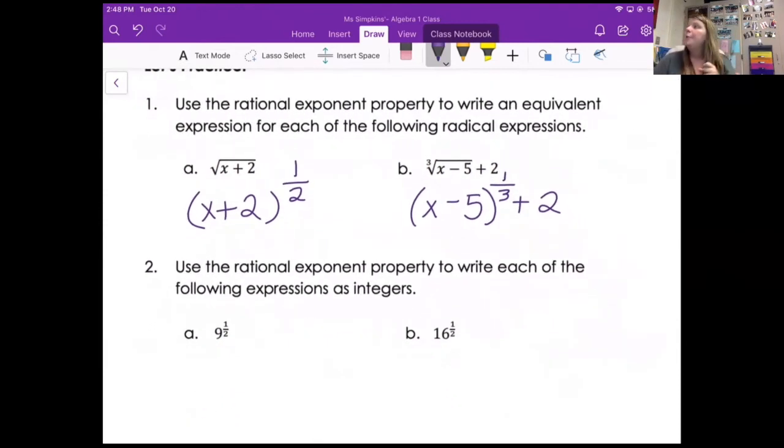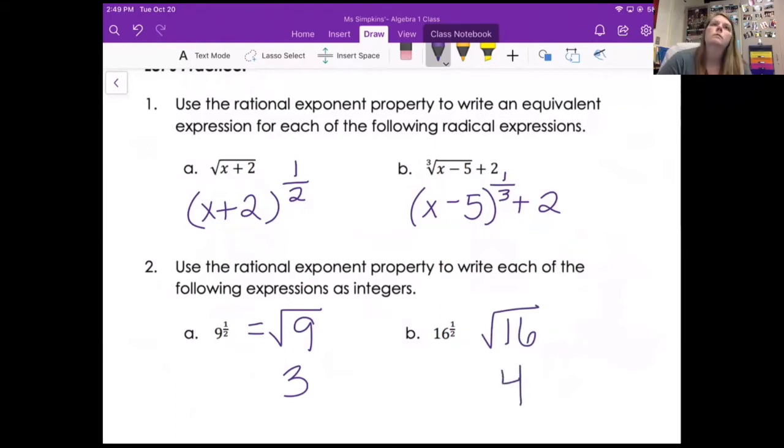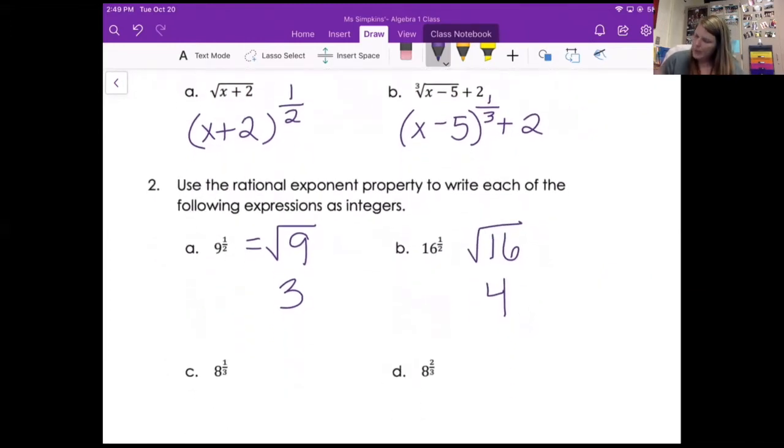Okay, so now we're going to go backwards again. 9 to the 1/2 is the same thing as the square root of 9. And we know what that is. 3. 16 to the 1/2 is the same thing as the square root of 16, which is 4. Eight to the 1/3 is the same thing as the third root of 8, which we talked about already, is 2.